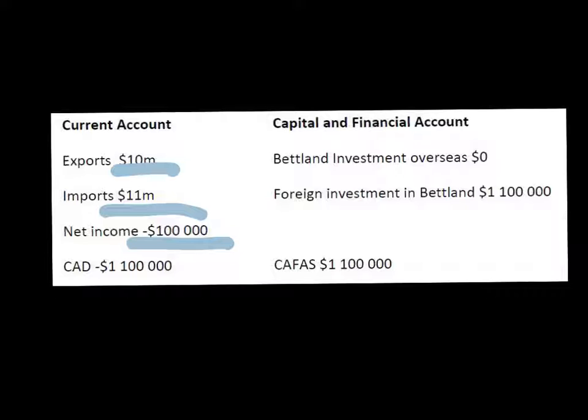So you've now got a current account deficit of $1,100,000, and you've also got a capital account and financial account surplus of $1,100,000. So again, that increase in the current account deficit, overspending, has been financed by an increase in investment funds coming into the economy recorded on the capital and financial account, which increases the CAFIS.